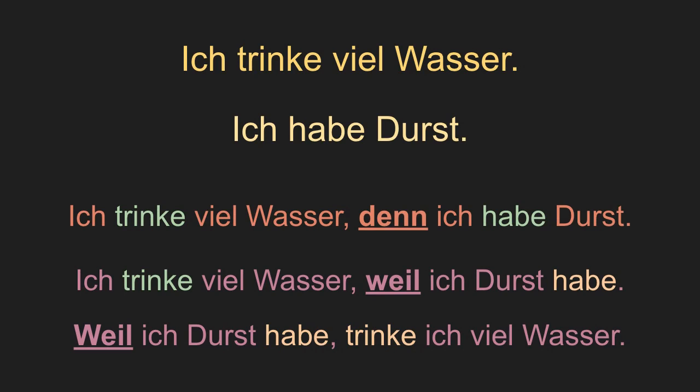On this slide, I put two sentences at the top, both very simple sentences, single clause sentences. And the first one is ich trinke viel Wasser. And then the next one, ich habe Durst. So I'm going to give you some examples of how to connect these two sentences with different types of conjunctions.